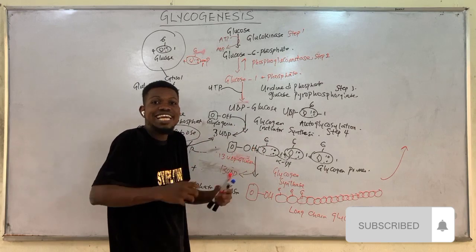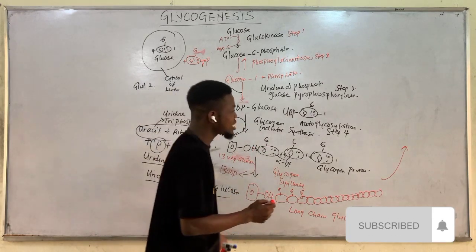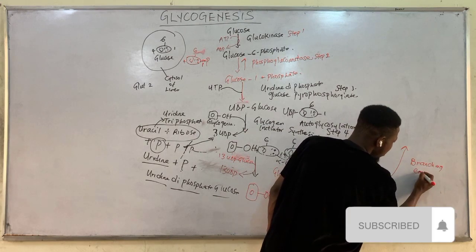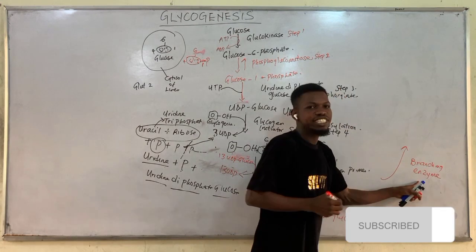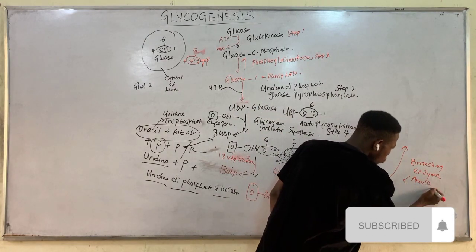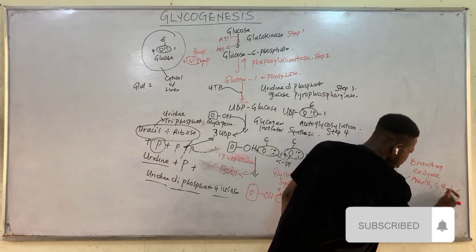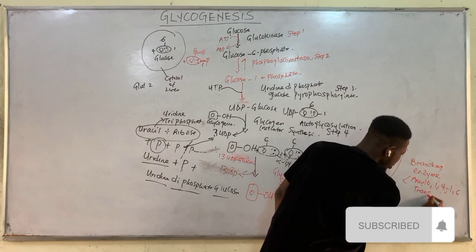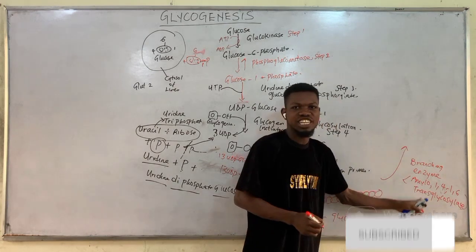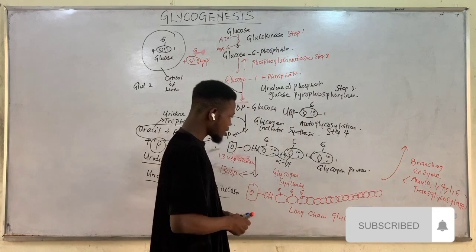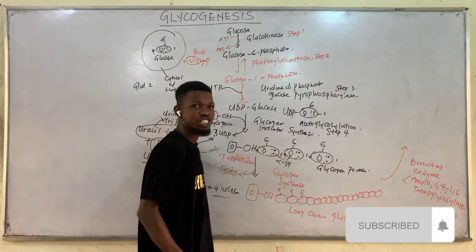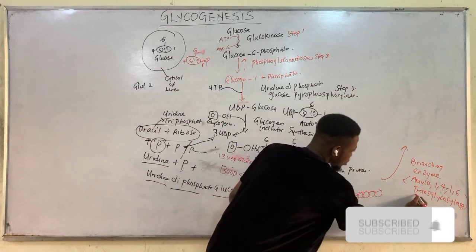That's when a particular enzyme will come into play. The enzyme is called the branching enzyme. This enzyme also has another name, amylo-1,4 to 1,6 transglycosidase. So this is the enzyme, the branching enzyme. What this enzyme does is that it will break the alpha 1,4 glycosidic bond of this long-chain glycogen. So this is step 1.